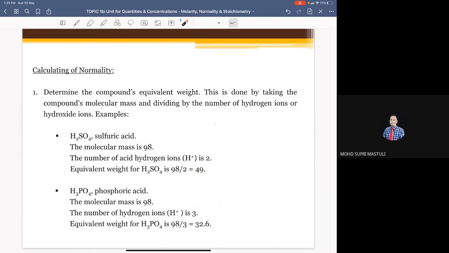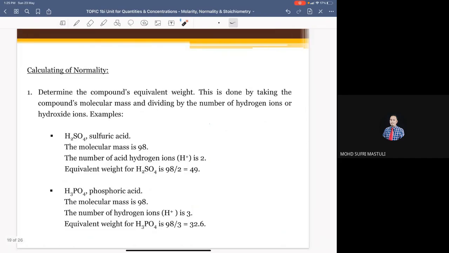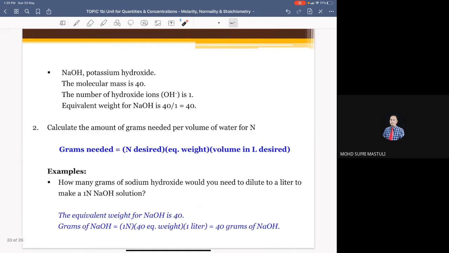Same goes for H3PO4. From the periodic table, the molecular mass is 98. The number of reacting units is 3, because there are 3 hydrogens here. So the equivalent weight is molar mass over reacting unit, 98 divided by 3, that is 32.6. Okay, sodium hydroxide, the molecular mass from the periodic table is 40. The reacting unit for this base is only 1, one OH. So the equivalent weight is 40 over 1.